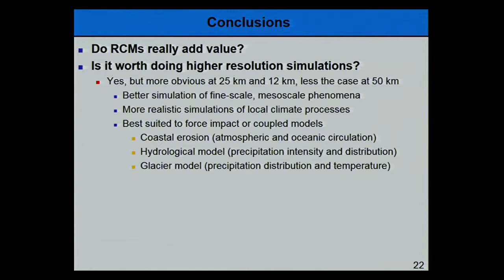There's a clear gain going from 50 to 25, less clear going from 25 to 12 in some cases. And the interpretation is that we have a better simulation of fine scale or mesoscale phenomena. It's more realistic simulation of local processes, and I think this is important when one intends to use this for impact or coupled models, such as coastal erosion, which are all phenomena which vary on a very small spatial scale, or hydrological models where the intensity is very important. It's not just the average. Even more if you try to drive, say, a glacier model and something like that.